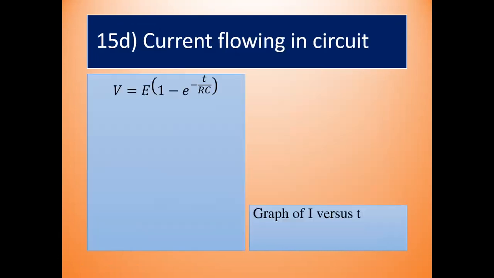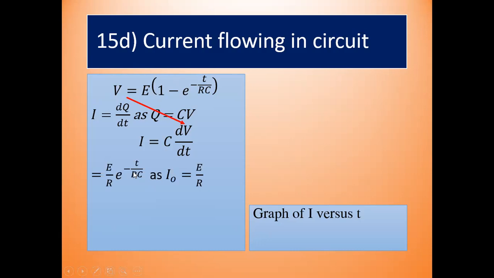Current flow is a bit easier. There's your voltage across the capacitor. Current is dQ/dt. Q equals CV. You just differentiate the Q, then you get C dV/dt. Then you just differentiate that. The constant disappears. This negative and this negative will come together, become positive, and then you still got your differential there. And remember that E over R is your initial current. Just replace that.